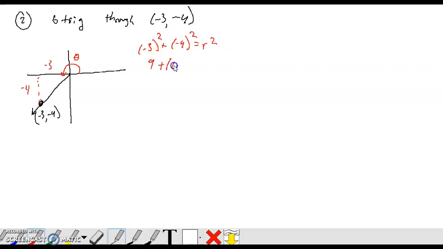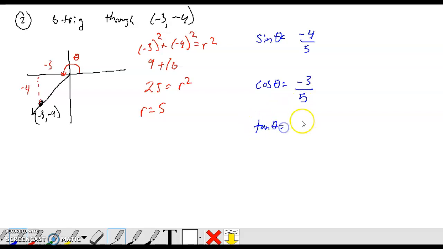So 9 plus 16 is 25. So r must equal 5. Hopefully you notice that this was a 3, 4, 5 triangle, but if not, no worries. All right, last but not least, sine of theta. So sine of theta is your y over r: -4 over 5. Again, don't forget the theta symbol because sine by itself is nothing. Cosine is your x, so -3 over 5.